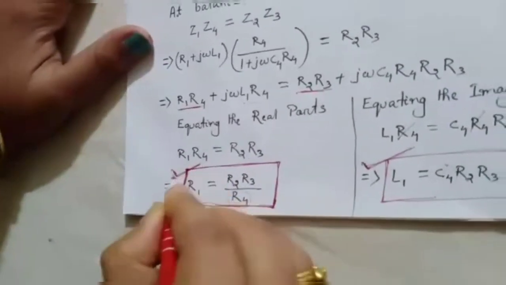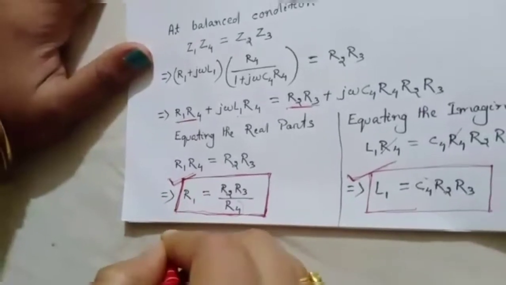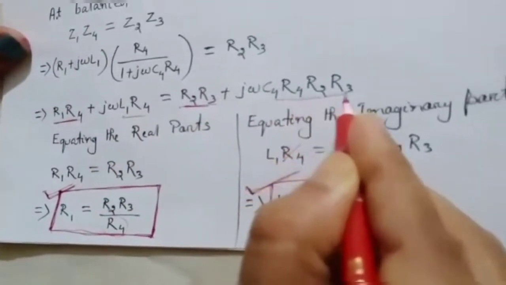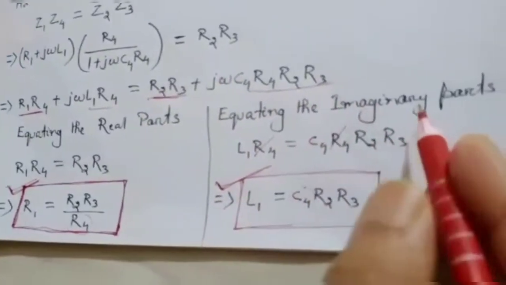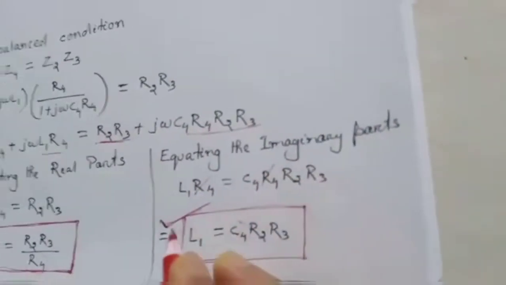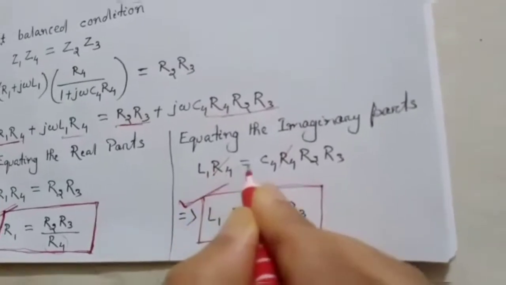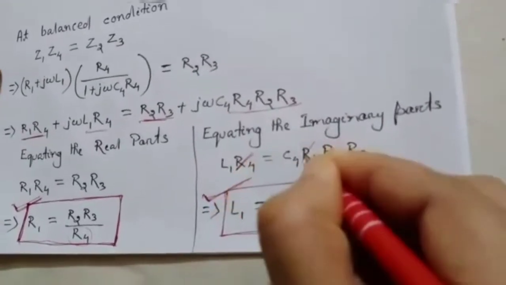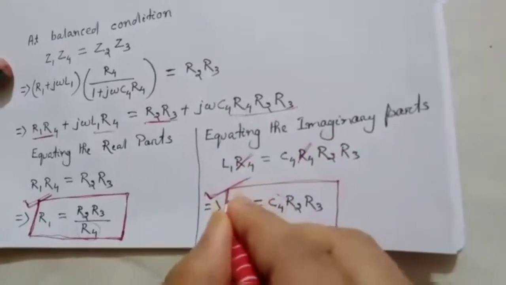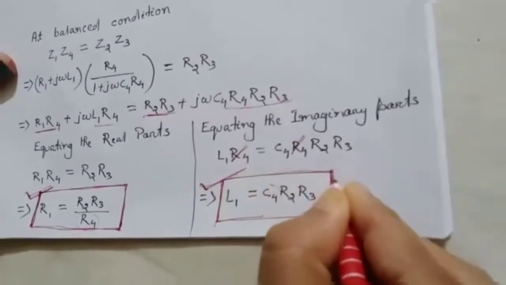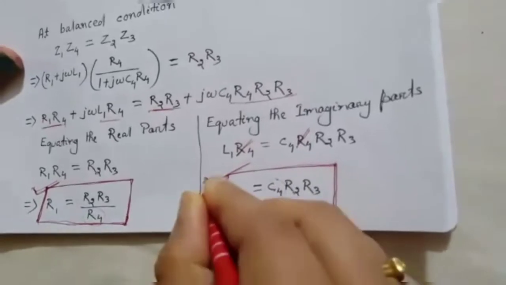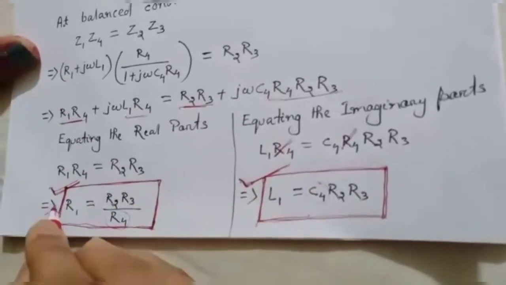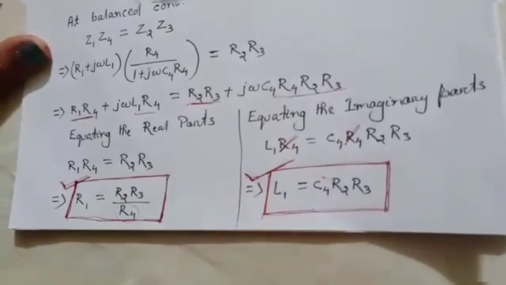This is the value of unknown resistance R1, and from this equation again we equate the imaginary parts, and after equating the imaginary parts, the value is L1 R4 is equal to C4 R4 R2 R3. Here R4 and R4 get cancelled, and finally the value of L1 is equal to C4 R2 R3. So these are the unknown parameters L1 and R1, and we got all the values.